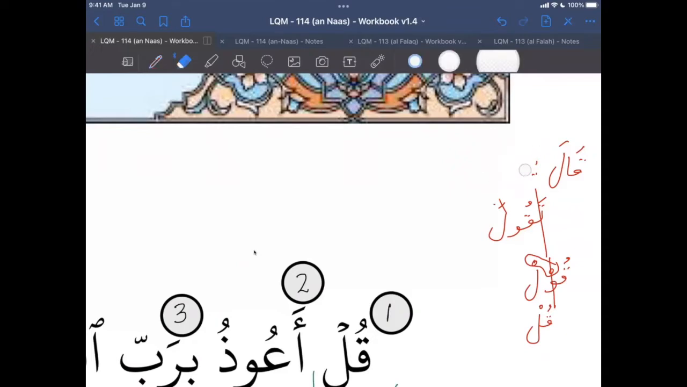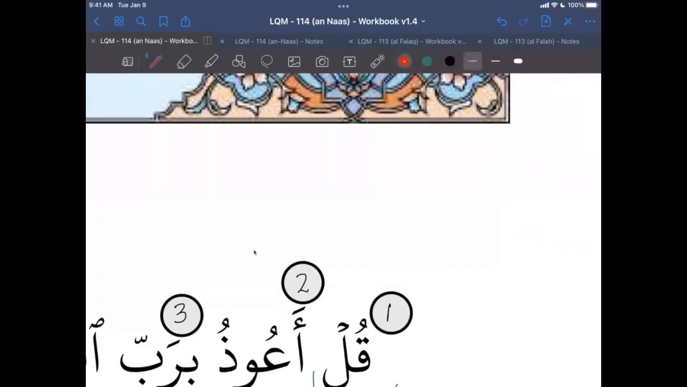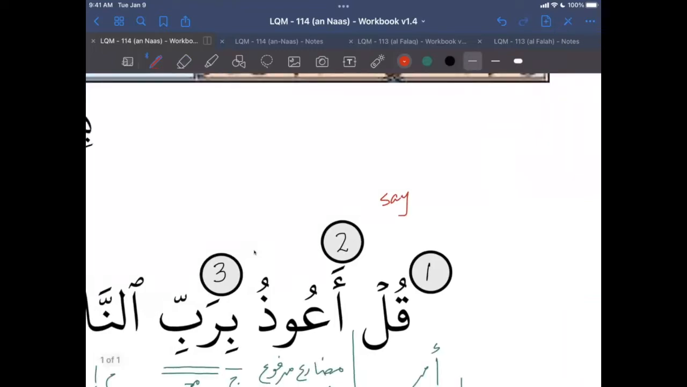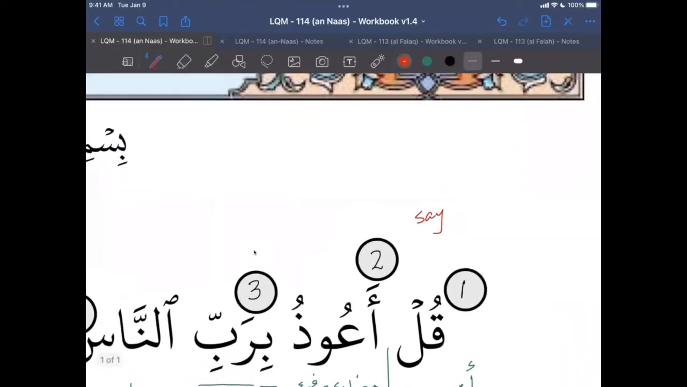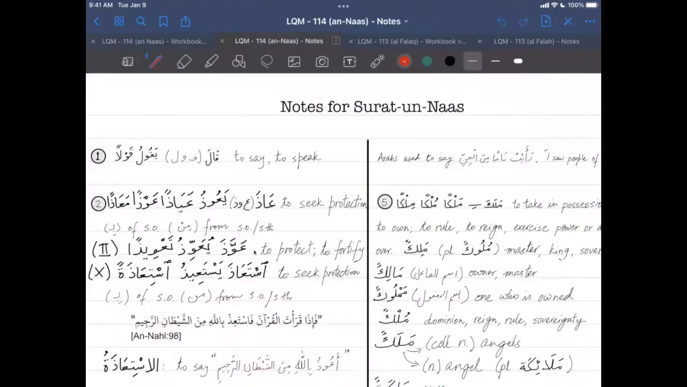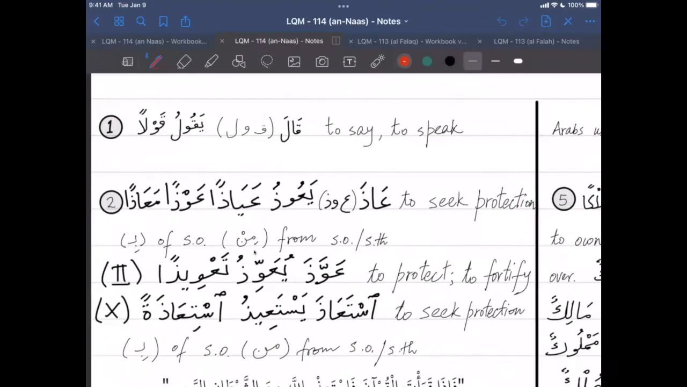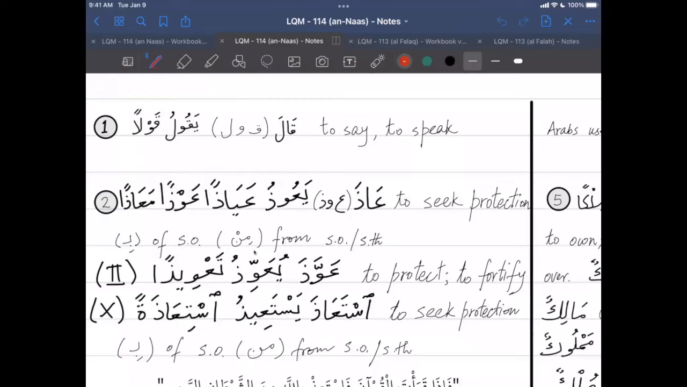So qul, from the verb qala yaqulu, meaning to say, to speak, means say. Okay. Say, a'udhu. So a'udhu comes from the verb aza ya'udhu, ayazan, auzan, or ma'azan.